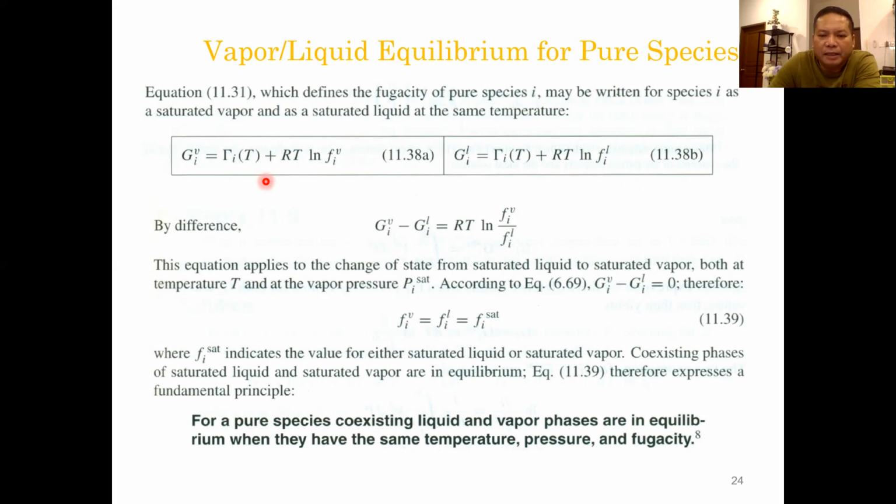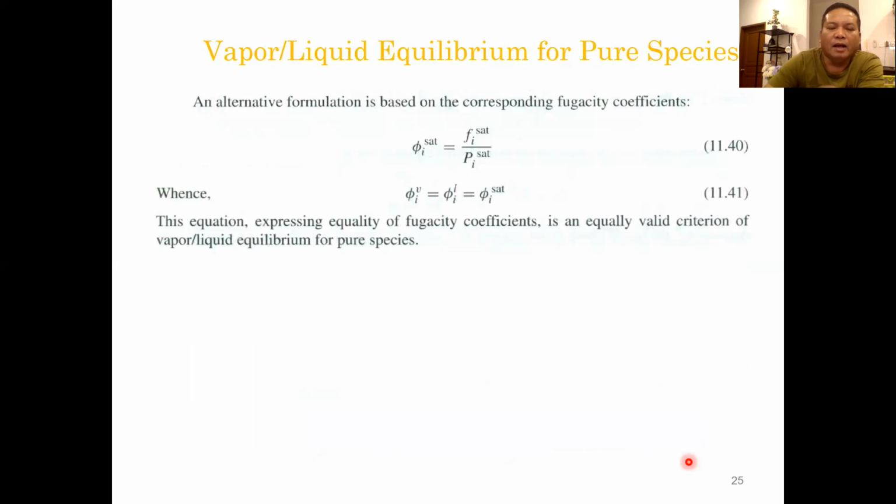Applying the equation here, we find that the fugacity of vapor for species i is equal to the fugacity of liquid of species i, which is also equal to the fugacity of the saturated state. This applies for vapor-liquid equilibrium. Like I say here, for a pure species coexisting, liquid and vapor phases are in equilibrium when they have the same temperature, pressure, and fugacity. An alternative formulation is based on the corresponding fugacity coefficients. This is the ratio of saturated, the fugacity coefficients. Same thing.